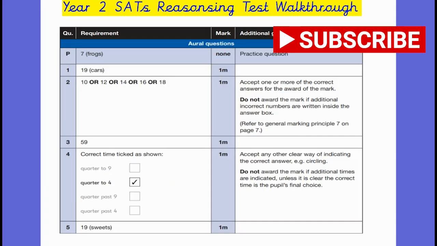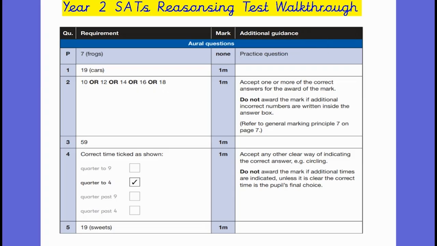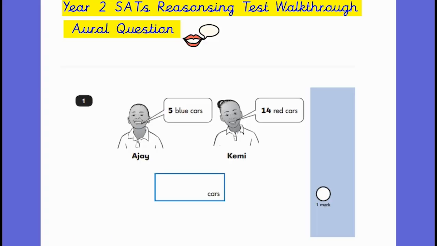Okay, let's begin. So first of all, I want to make clear that the first 5 questions of the paper are actually oral questions, which means that on the reasoning paper, the teacher will read out a question. The children have to listen to the information and then answer the question. So I'm going to read these questions out like they would see them in the test.